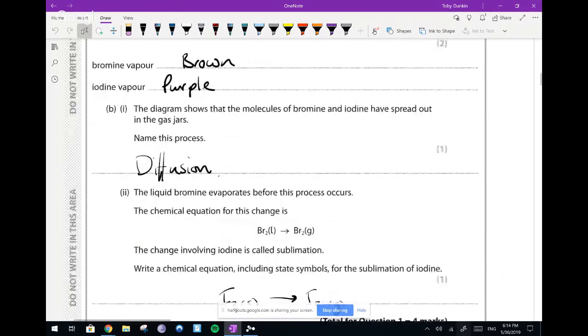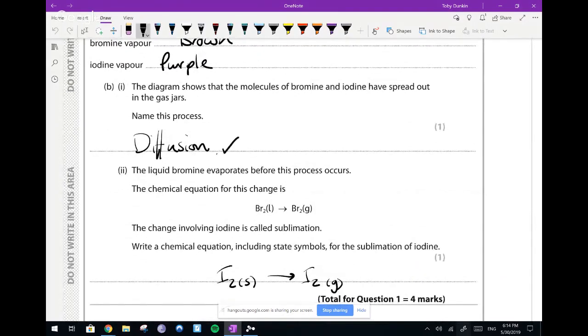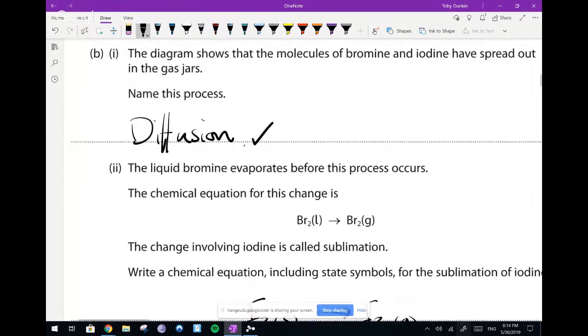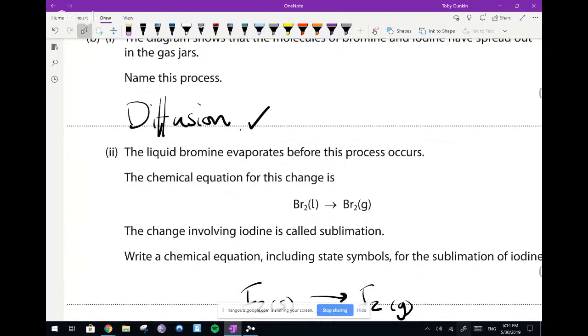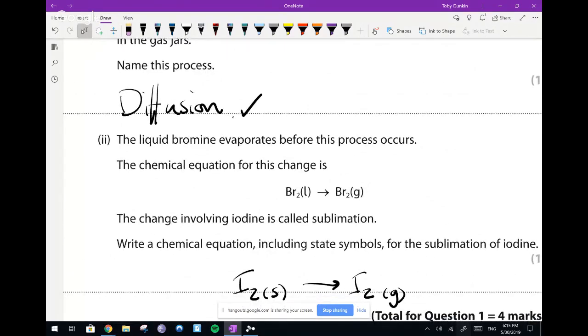The diagram shows that the molecules of bromine and iodine have spread out in the gas jar, name the process. We like this: diffusion, nice and straightforward. I'm very much thinking that they're looking to make this harder, so they'd probably want you to describe in terms of particle theory the process of diffusion, and of course for bromine, it would be the liquid evaporates, turning into a gas, and then moves from an area of high concentration to low concentration because the particles are moving around in the gas randomly.